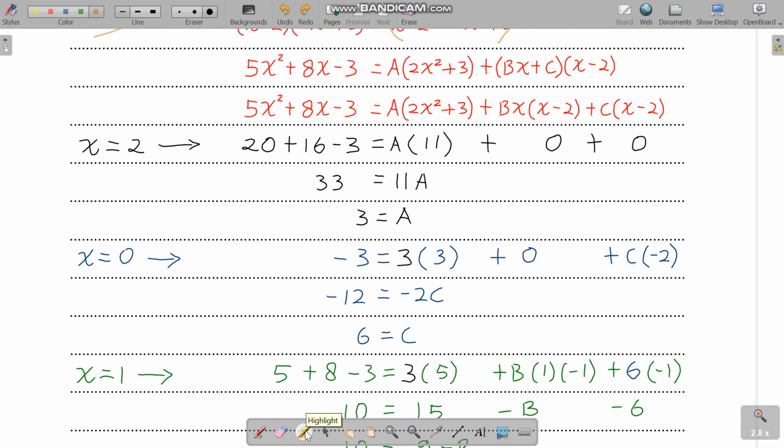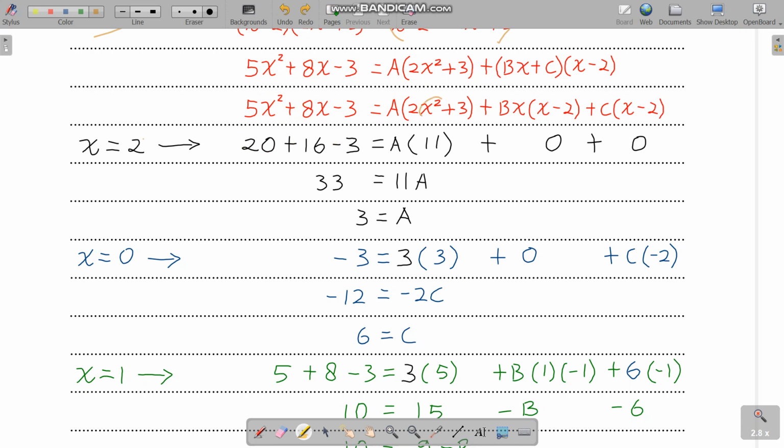The next step is to cleverly choose the right values of x so that we can find a, b, c as quickly as possible. That is by using the zeros. Zeros means the values of x that make the factor 0. So here we plug in 2. On the left we replace the x with 2.